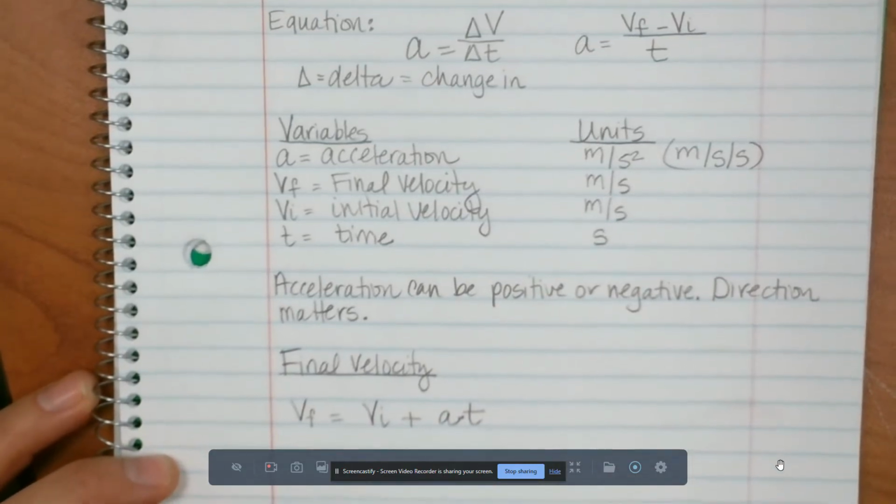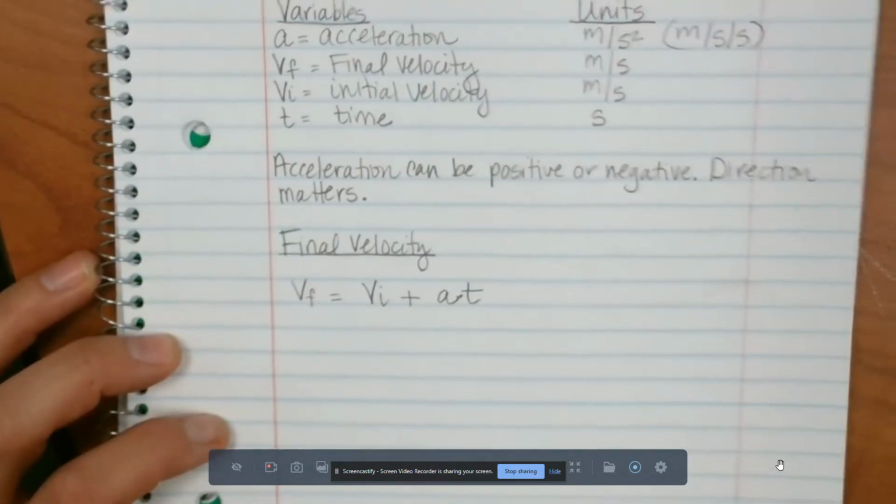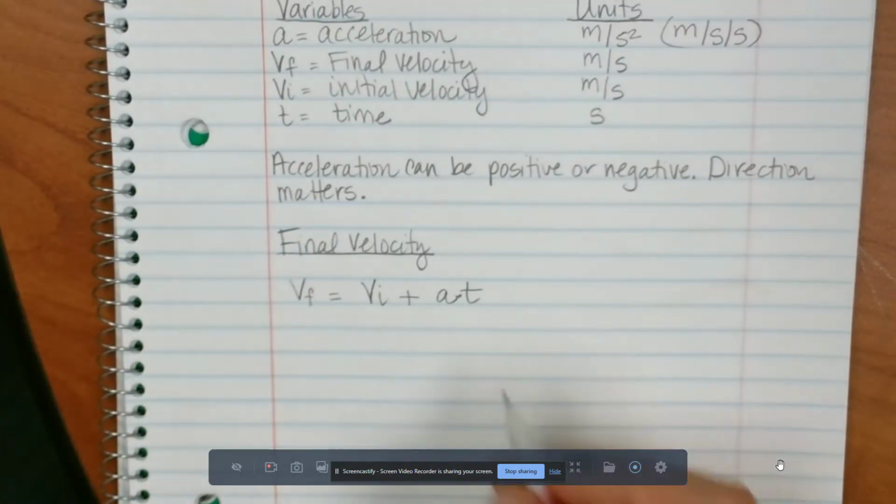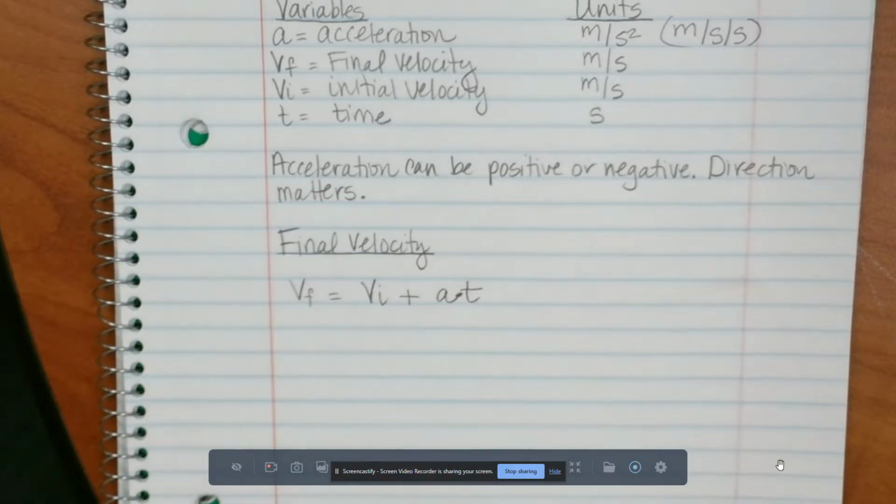So when they're next to each other like that, that means we've got to multiply. So A multiplied by T. So remember, order of operations, PEMDAS, we don't have any parentheses, we don't have any exponents, but we do have multiplication and addition. So PEMDAS tells us we multiply before we add. So multiply, then we add.